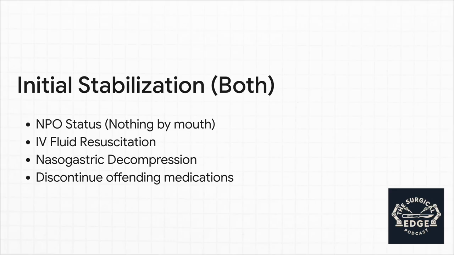No matter what the cause is, every single one of these patients needs immediate stabilization. That means nothing by mouth, NPO, aggressive IV fluid resuscitation. You'll want to place an NG tube to decompress the stomach and keep a super close eye on their fluid balance. And of course, stop any drugs that could be making things worse, especially opioids.